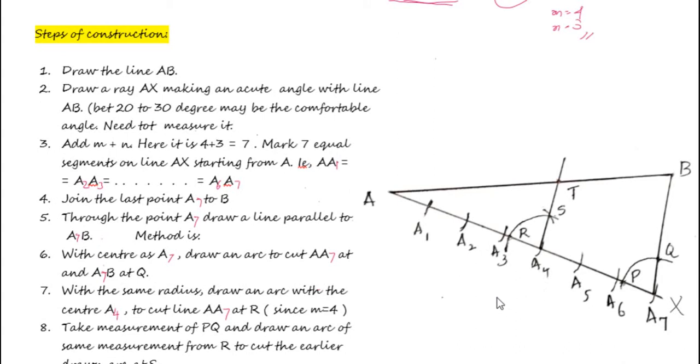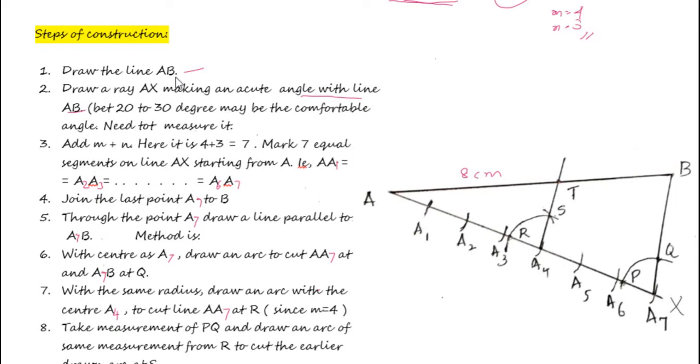Already I have constructed here. First, step 1, draw the line AB. You have to draw the line AB, which is here 8 centimeter. Then draw a ray AX making an acute angle with the line AB between 20 to 30 degree. This may be a comfortable angle. We need not measure this one. We need to draw this ray AX. Once you draw this line AX, we need to mark these points A1, A2, A3 like this.